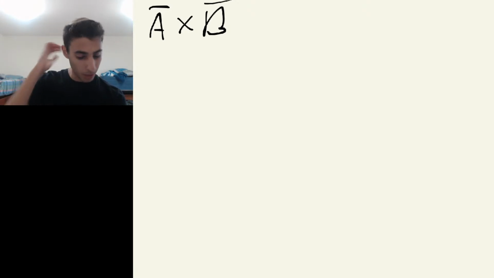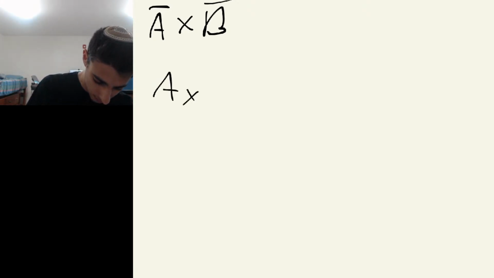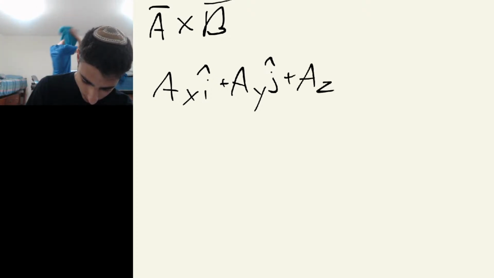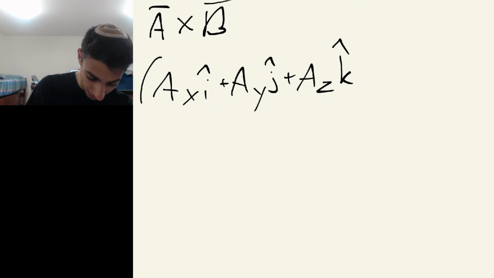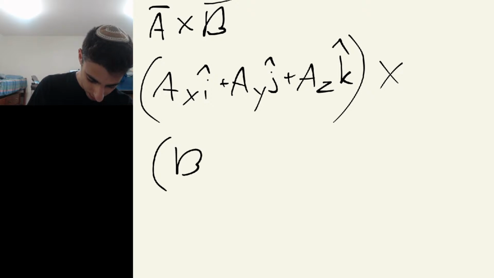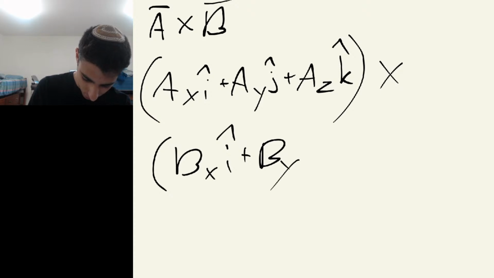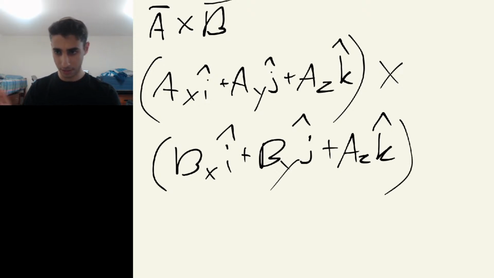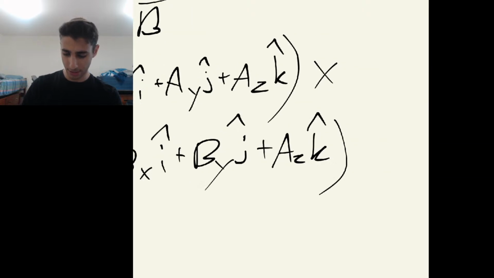Okay, what does the cross product mean? Well, let's break it up into its components. A_x i plus A_y j plus A_z k, all of that is our vector A, cross producted with B_x i plus B_y j plus B_z k. These are all vectors, by the way. Every single thing I have on the screen right now is a vector. B_x i is a vector, everything's a vector.